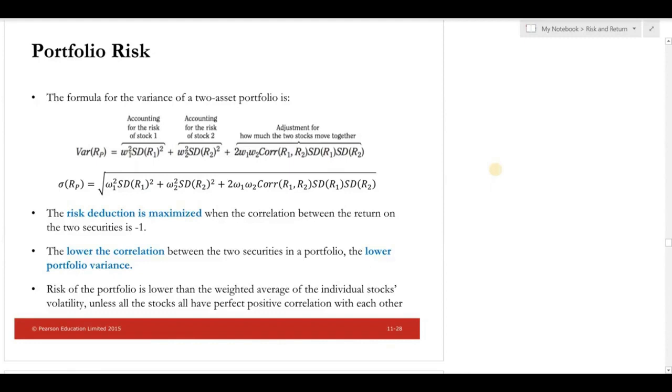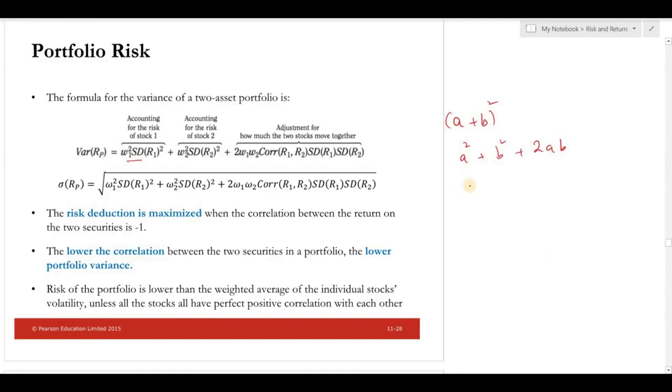Okay, then this is the formula for the risk of the portfolio. We know the formula of return, but let's see the formula for the risk. So you remember the formula (A plus B) square. It is always equal to A square plus B square plus 2AB, right?